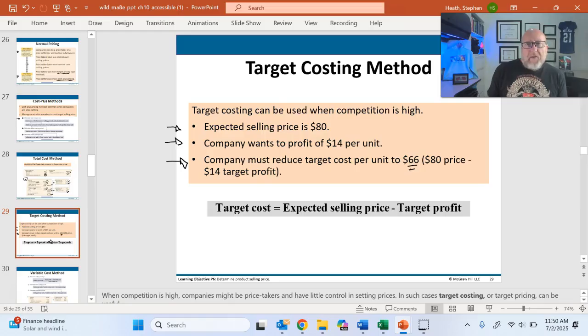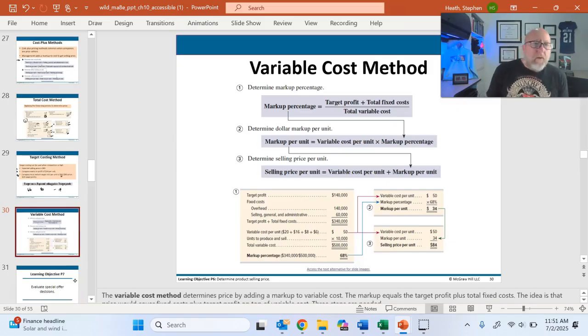That would be the $80 selling price minus the $14 target profit. So, can we do it for $66? Which is the $80 selling price minus the $14 target profit. Okay, so what we would do, actually, I guess they're not even going to give us an example. We just know theoretically.